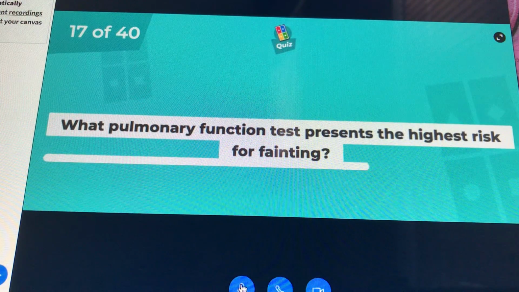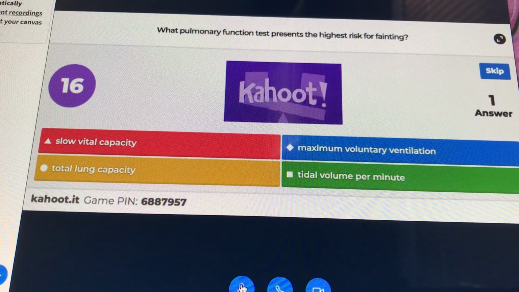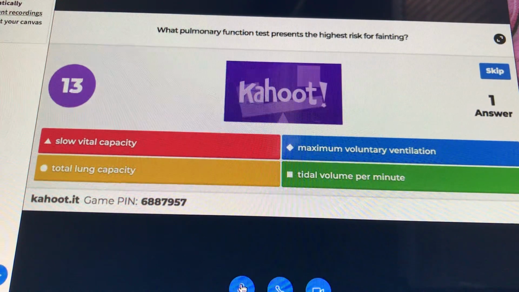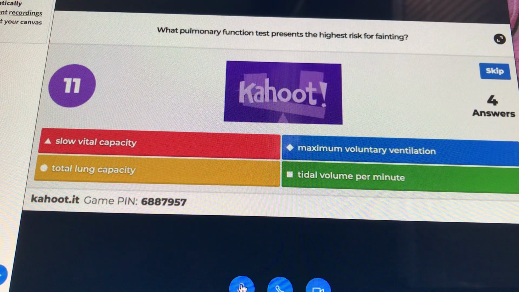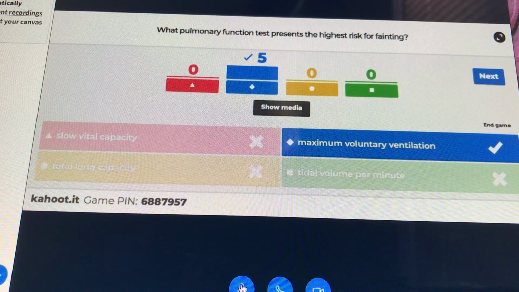What PFT presents the highest risk of fainting, Taylor? Good, so that's your MVV, because you're having your patient take max deep breaths as fast as they can for 12 seconds. So of course that can cause your patient to faint. That's it.